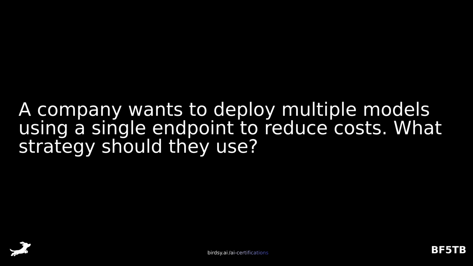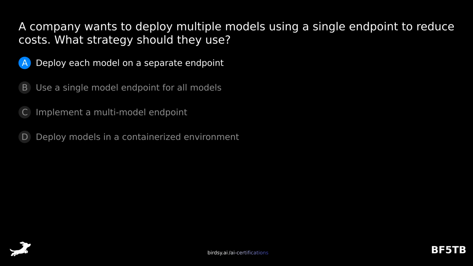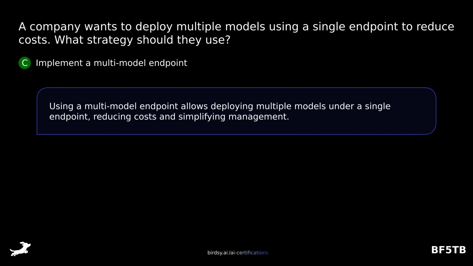A company wants to deploy multiple models using a single endpoint to reduce costs. What strategy should they use? Is it A, deploy each model on a separate endpoint, B, use a single model endpoint for all models, C, implement a multi-model endpoint, or D, deploy models in a containerized environment? The answer is C, implement a multi-model endpoint. Using a multi-model endpoint allows deploying multiple models under a single endpoint, reducing costs and simplifying management.